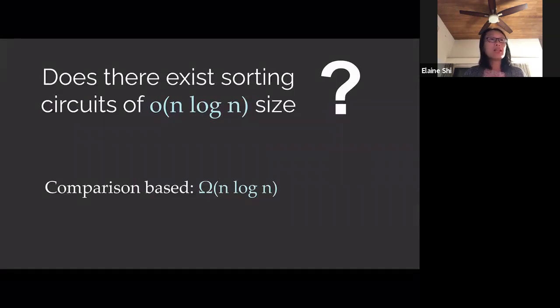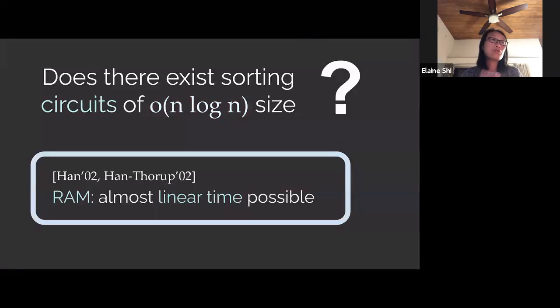First, we know that to get anything better than n log n, it cannot be comparison-based. Comparison-based has a well-known n log n lower bound, and this lower bound applies no matter whether it's the RAM model or circuit model. If we forego the comparison-based requirement, however, we know that on the RAM, sorting can be accomplished in nearly linear time. Unfortunately, these RAM algorithms critically rely on dynamic memory accesses and cannot be converted to the circuit model in a way that preserves efficiency.